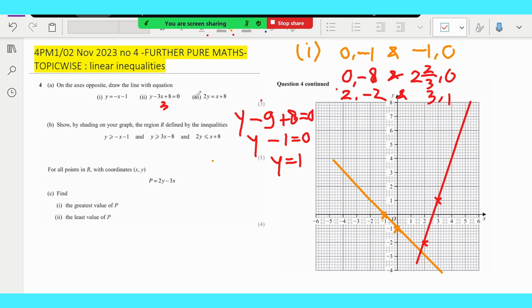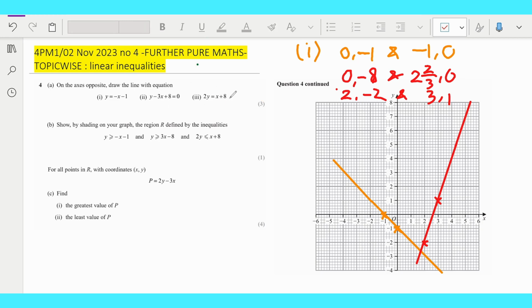Now we move to the last equation. Now guys, our last line is 2y equals x plus 8. So if we plug in x equals 0, we'll have 2y equals 8 and y equals 4. So our coordinate will be 0, 4. We have 0, 4 here. And then if we plug in y equals 0, we'll have 0 equals x plus 8. Now x will be equal to, we move the 8 to the left, it becomes negative, so minus 8. So x is negative 8.